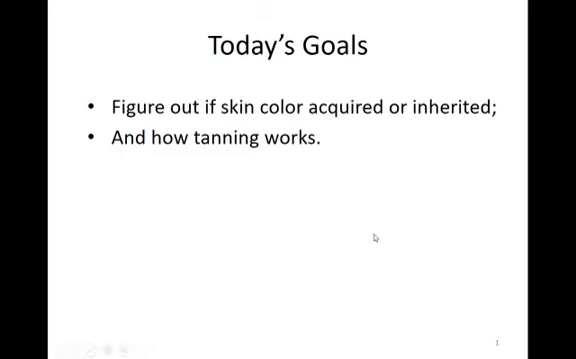So we've been spending a lot of time talking about skin color and why we have the traits that we do. Today we are going to figure out if skin color is acquired by the environment or inherited, and we're going to figure out how tanning works.